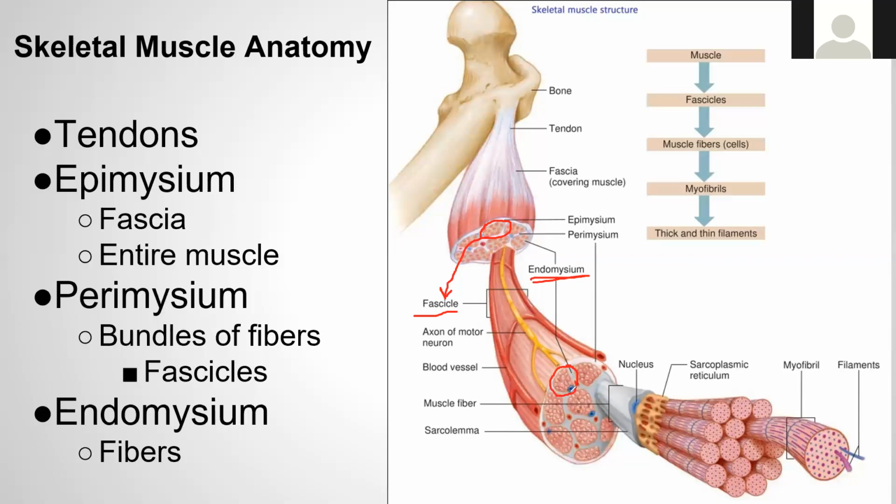When you get below the endomysium, so when you go inside here, now you get into an individual muscle fiber. So each one of these is an individual muscle fiber. Another name for that is a myocyte. So if you see the term myocyte or muscle fiber, those are the same thing. Your muscle fiber is a single skeletal muscle cell.